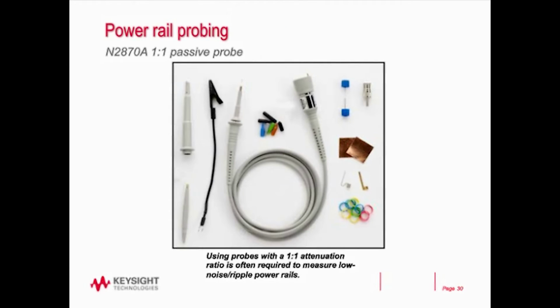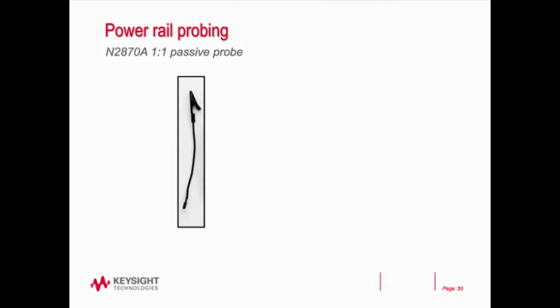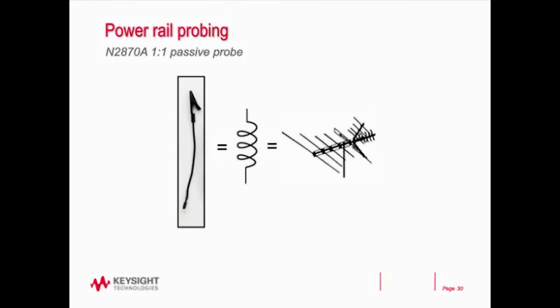And what I'm going to talk about right here is something that my competitive colleague really pointed out earlier. So here we show one of our passive probes and some of the accessories that ship with it. And this is the accessory most engineers and technicians use to connect the ground to their circuit. But that can also be considered an inductor as well as an antenna.